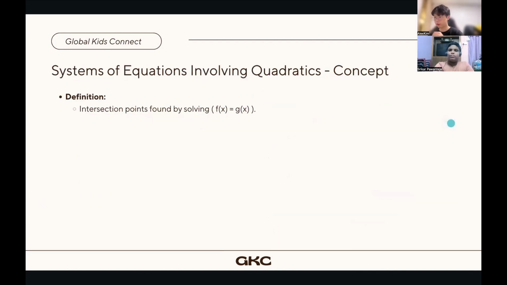And so we'll move on to our next concept regarding systems of equations involving quadratics. If you remember, we did a lot of systems of linear equations and systems of inequalities. This time we're doing systems of equations involving quadratics. It's always a similar concept. Systems of equations means you get multiple equations, so for our context, we get multiple quadratic equations. And then you can always find the intersection points by setting two quadratic functions equal to one another.